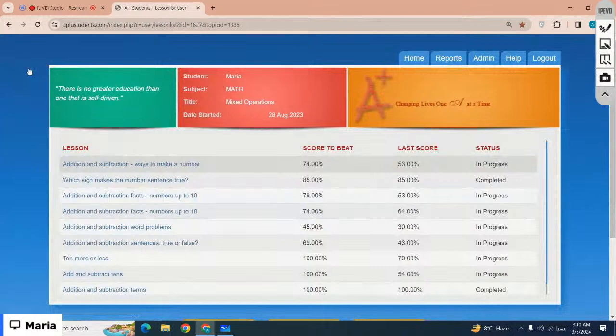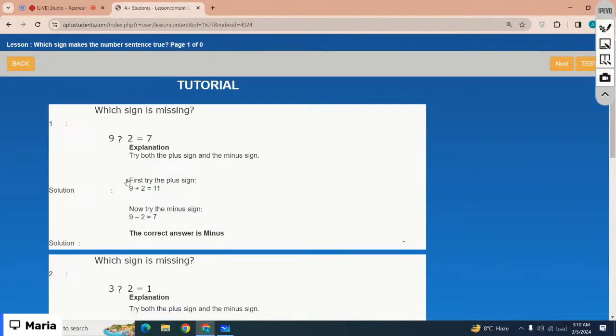Which sign makes the number sentence true, right? Now you are given this sentence, and you need to put in the sign. I think that would be the greater. No, you need to put addition or subtraction. Which sign is missing? You are given 9, the missing sign, 2, and that equals 7, right? That means both sides are exactly equal. Now you have to see if you add 2 to 9, does that make 7? If you subtract 2 from 9, does that make 7?